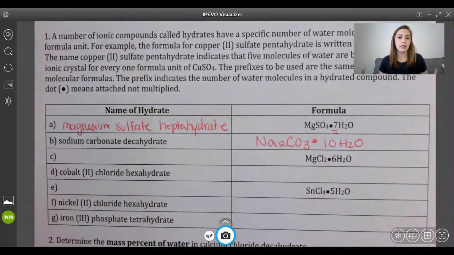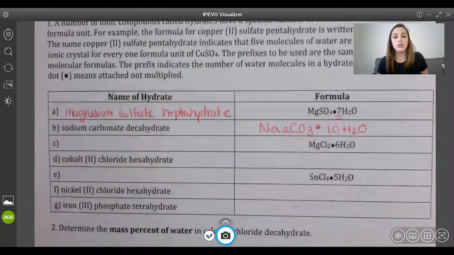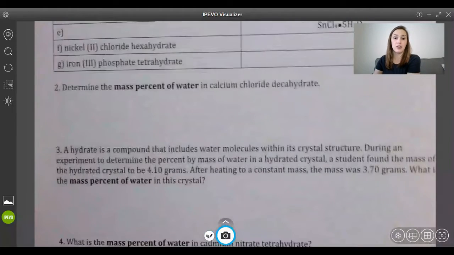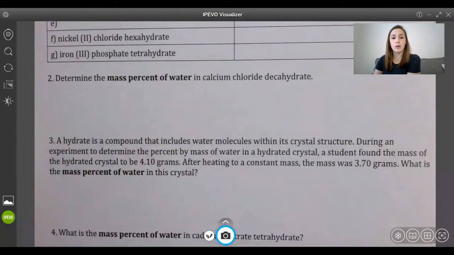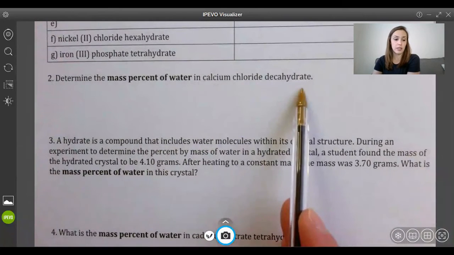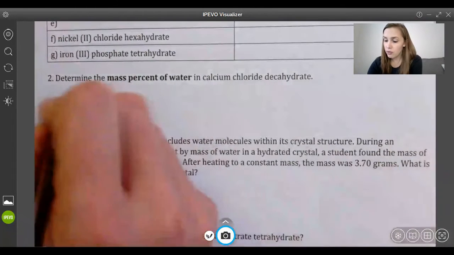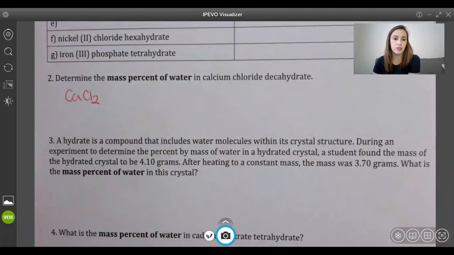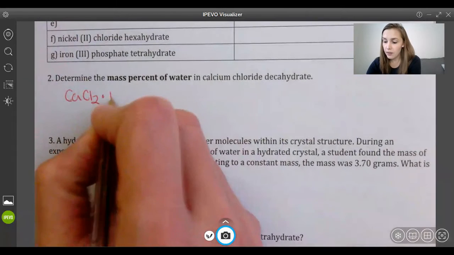Okay, so this just adds a little bit to our naming of ionic compounds by including these water molecules. The reason why it's important to get the formula is that we'll need it when we're calculating the mass percent of water. In this first example, we're going to do it based on our formula here. So I'm going to start by writing CaCl2, that's our calcium chloride, because chlorine is -1 and calcium is +2, and then we have decahydrate here.